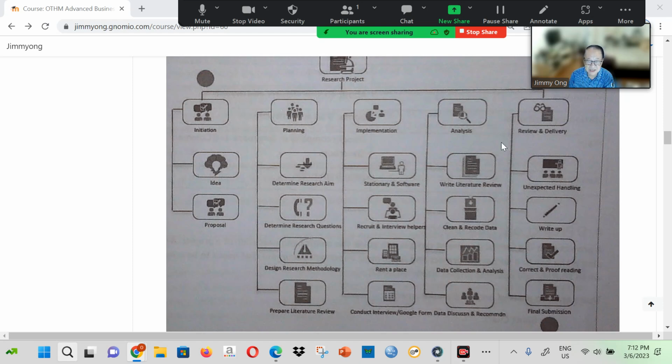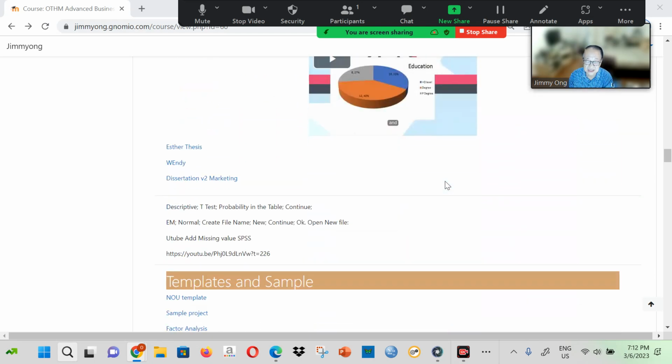This chart is made by me, and you cannot find it on any YouTube. This one is made by me using Microsoft Visio, through a lot of thinking. And this picture will tell you everything you need to do in your assignment. If you lack some of this, of course some of it may not have to be so detailed, it means you're not fulfilling the criteria. So this one is a fair guide for you.